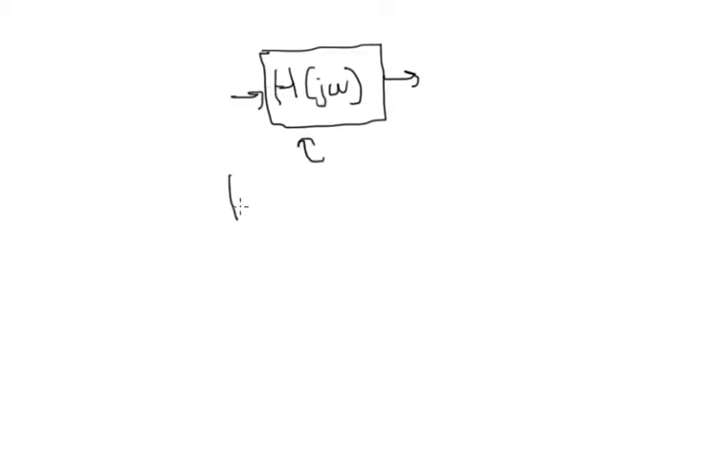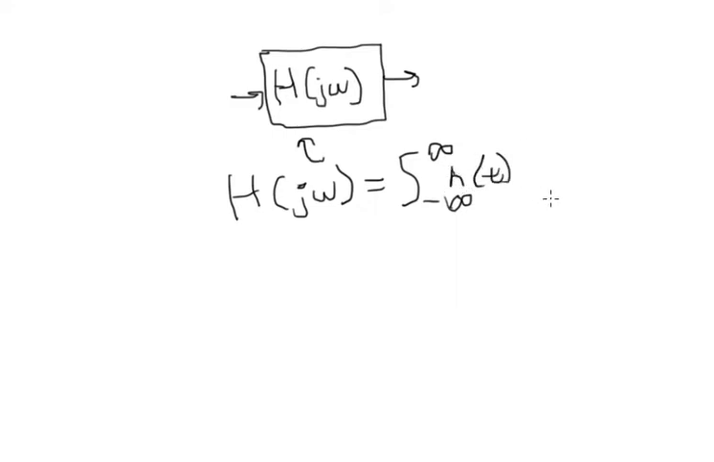So imagine we have a filter sitting around here, some sort of system with a frequency response, big H of j omega, whatever it is. Remember this big H of j omega, just for context, we can compute this from the impulse response, where the impulse response of the system is little h of t, the impulse response in the time domain, times e to the minus j omega t dt.